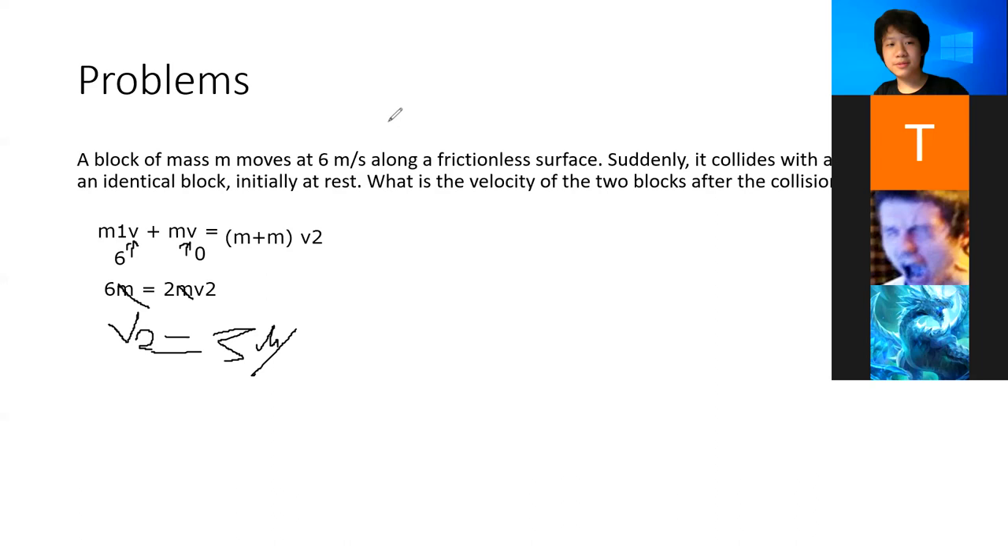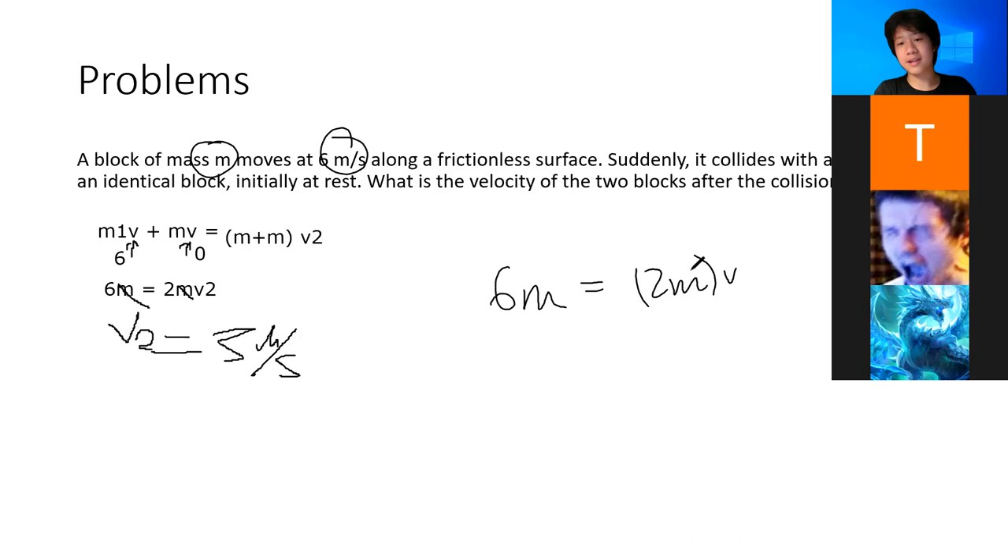So what he did here was he just used the conservation of momentum. The initial momentum equals the final momentum. Initially, we have just the block M moving at 6, so it's just 6M. That's the initial momentum. And the final momentum is where these two blocks are now moving together. So the combined mass is 2M times their new velocity. And then you just solve for V, which is 3. Good job, Max.